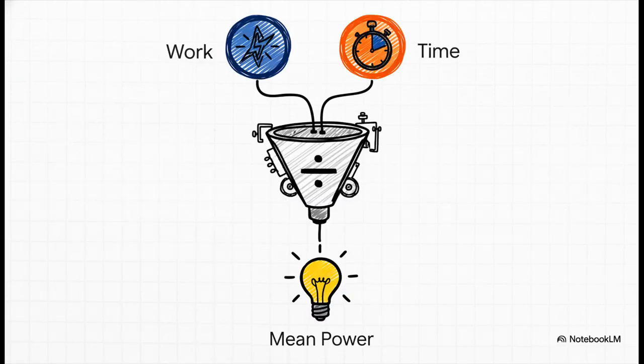All right, step 3. This is the easy part. We just put all our pieces together. We take the expression for work we found in step 1, and we divide it by the expression for time we found in step 2. After you clean up the algebra a little bit, you're left with this nice, clean expression for the mean power.